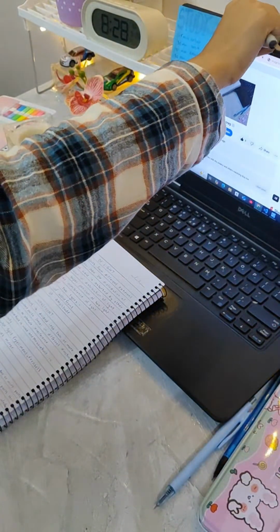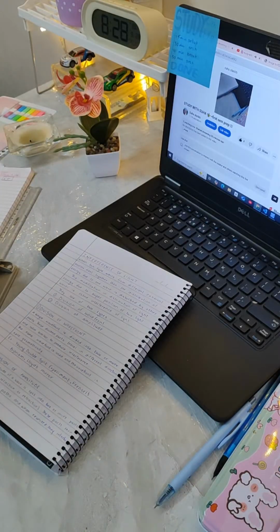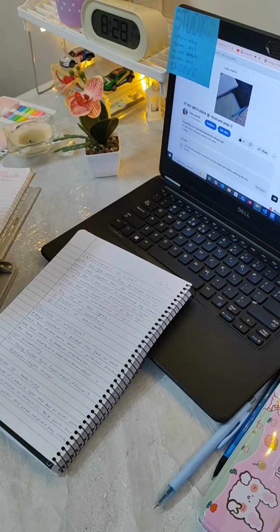So if you guys just want to know something, it doesn't work with plastic sticky notes. You need the paper ones, sticky tabs. I feel like that's what they're called.